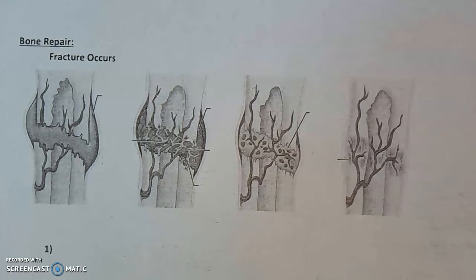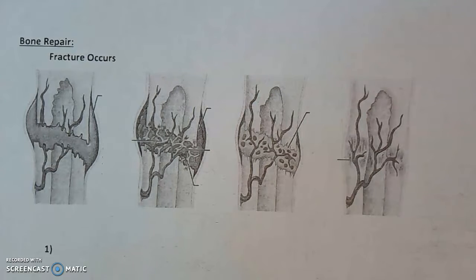Welcome to video 15 for Chapter 6 Bone in Anatomy and Physiology. We're going to look in this video at how bone repairs itself after a fracture occurs. So you've gone to the doctor, they might have had to reset your bone, they put it in a cast.